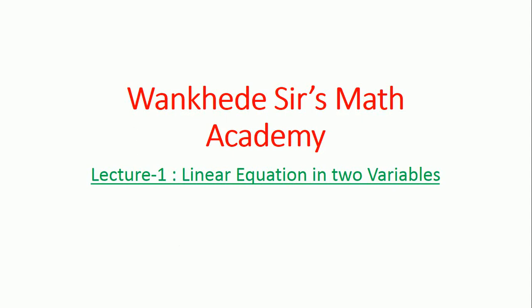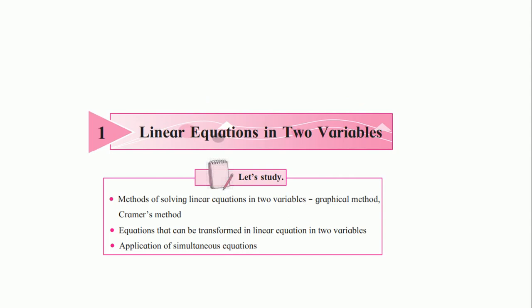So in this video we are going to learn the first chapter of mathematics part 1, that is linear equation in two variables. So let's have a quick look at the subtopics which are included in this chapter. So these are the subtopics. The first one is method of solving linear equations in two variables, that is graphical method and Cramer's method. These are the two methods which are included in this chapter.